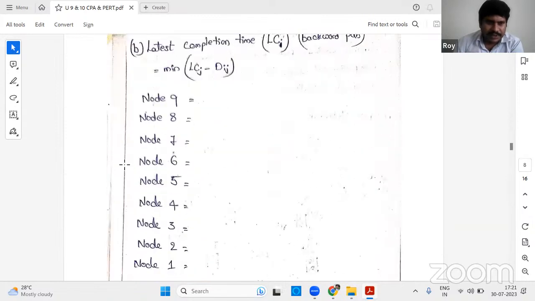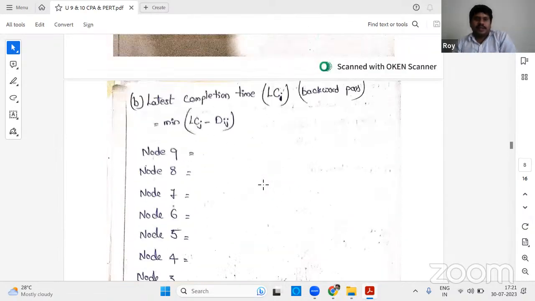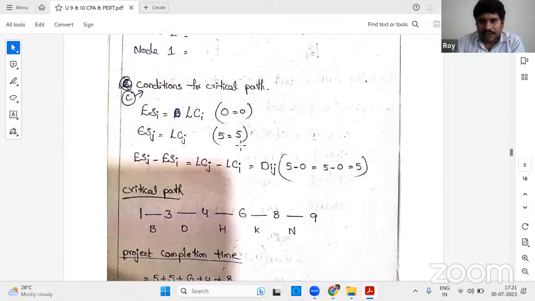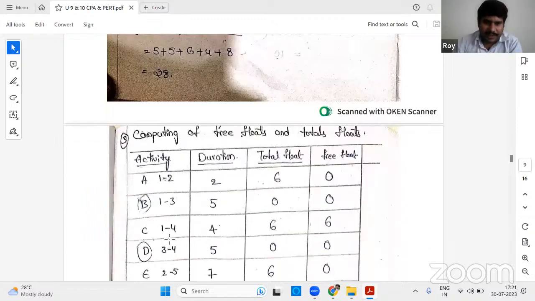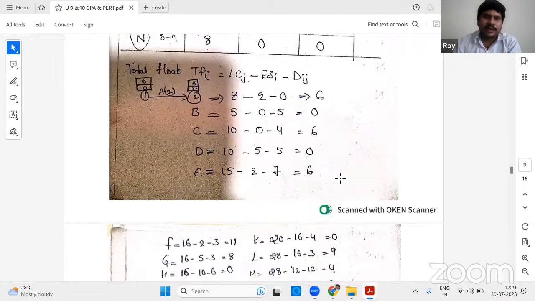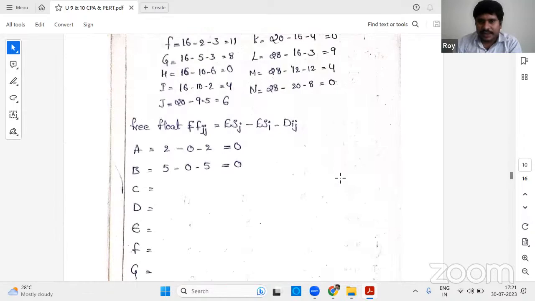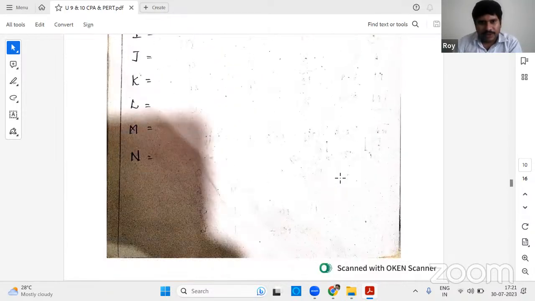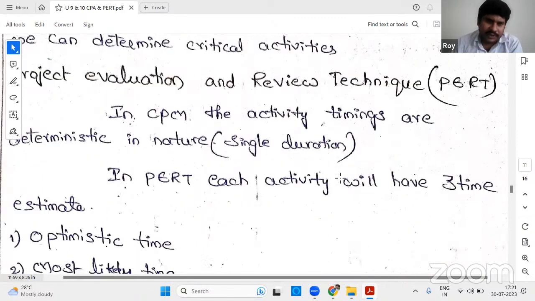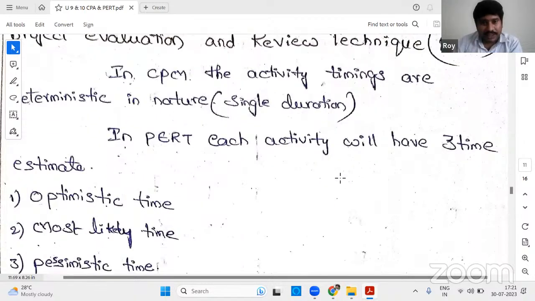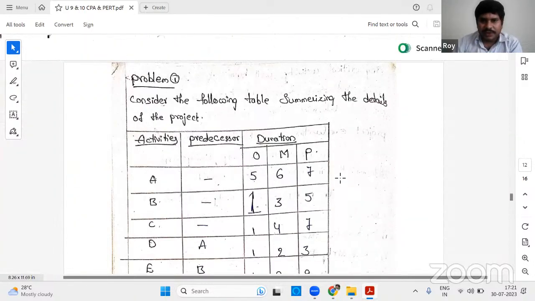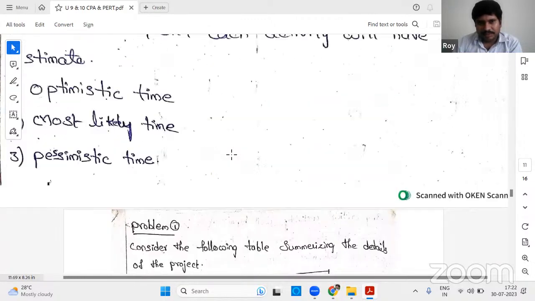Latest completion time is a very big topic. Please search for this. This is the critical path. See this? Project completion time is 28 months. Now, how you compute the free floats and total floats will take a very long time, another 1 hour. You can try in the books or textbooks and you will understand that. But the basic thing, how to draw a network diagram and how to calculate the critical path time, you can understand a bit. And PERT is also very easy. You can think of it the same way.